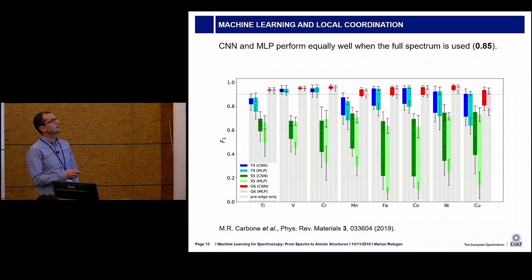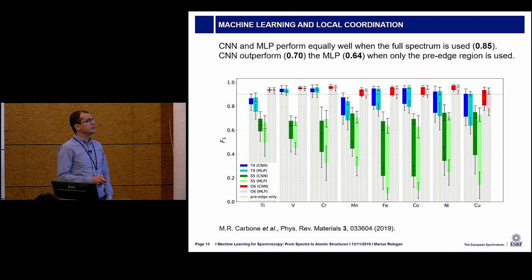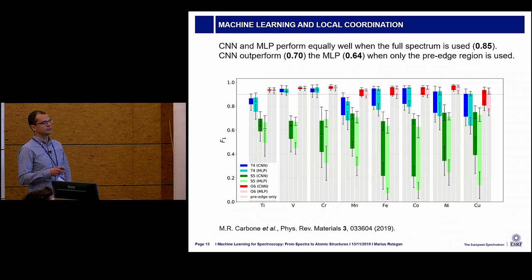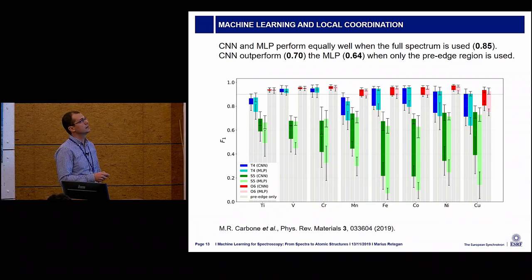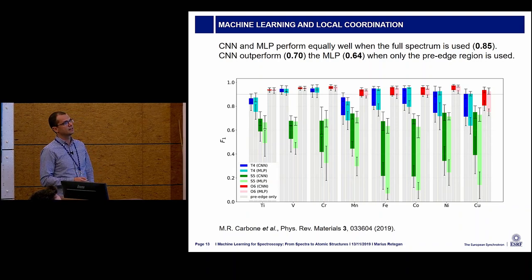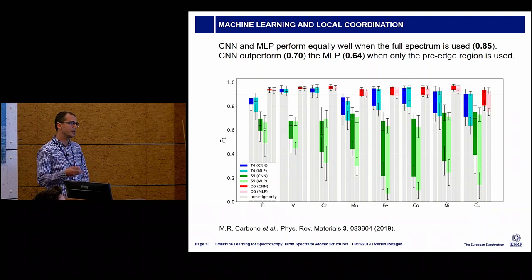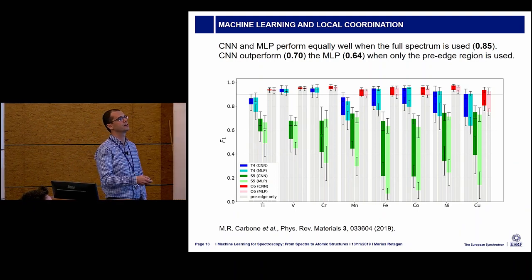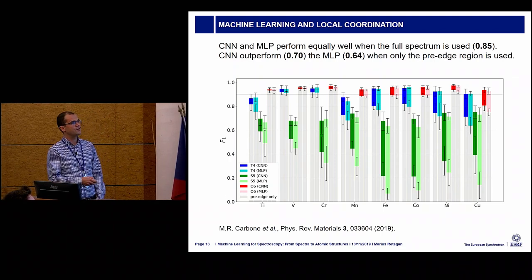And the results are that using or not using the convolutional layer gives pretty much the same average F1 score when the full spectrum is used, and that's basically the gray bar plus the color bar. A very interesting result was that if you use only the pre-edge region, the network that had a convolution layer to start outperforms the multi-layer perceptron only. But more surprisingly, for the late transition metals, for those spectra which lack features in the pre-edge region, the F1 score was drastically reduced.